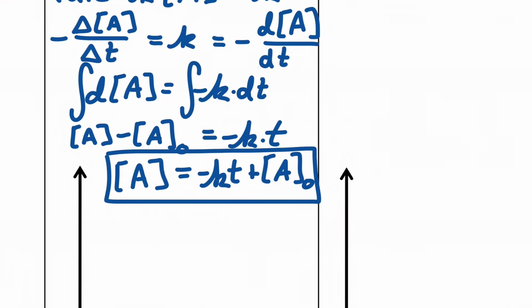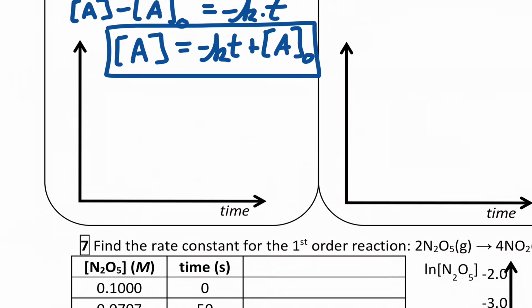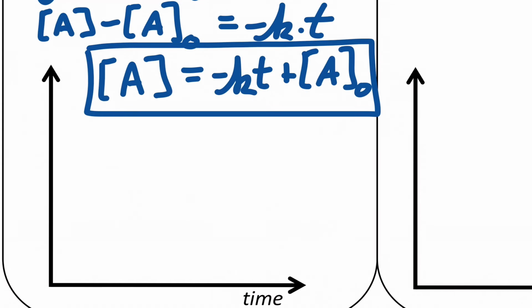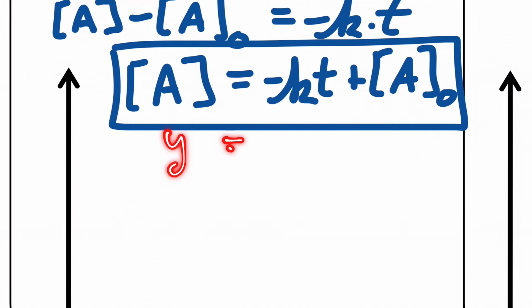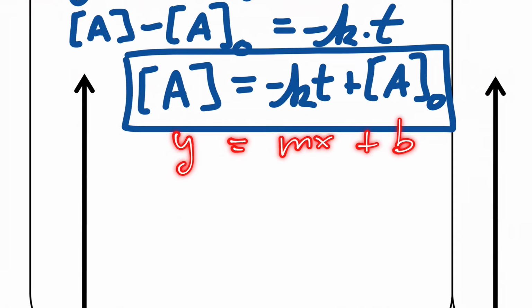Again, it's okay if you didn't understand everything that happened in that derivation, as long as you take my word for it that that's the equation we get in the end. And what that means is I now have a y equals mx plus b type equation, so I can make a straight line out of this.